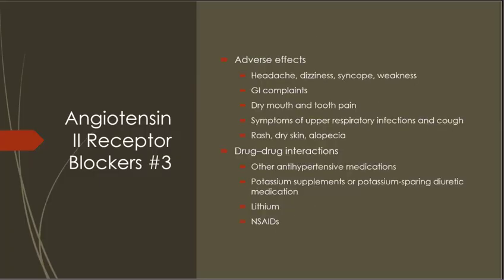Adverse effects of ARBs are headache, dizziness, syncope, weakness. They might have GI complaints, dry mouth, or tooth pain. Symptoms of upper respiratory infections and cough, not as much as they would with an ACE inhibitor. They'll have a rash, dry skin, alopecia. Drug-to-drug interactions: other antihypertensive medications, potassium supplements, because this already increases our potassium, so they shouldn't be taking any other potassium, because now you've got to really monitor their potassium levels. Check for lithium and NSAIDs.